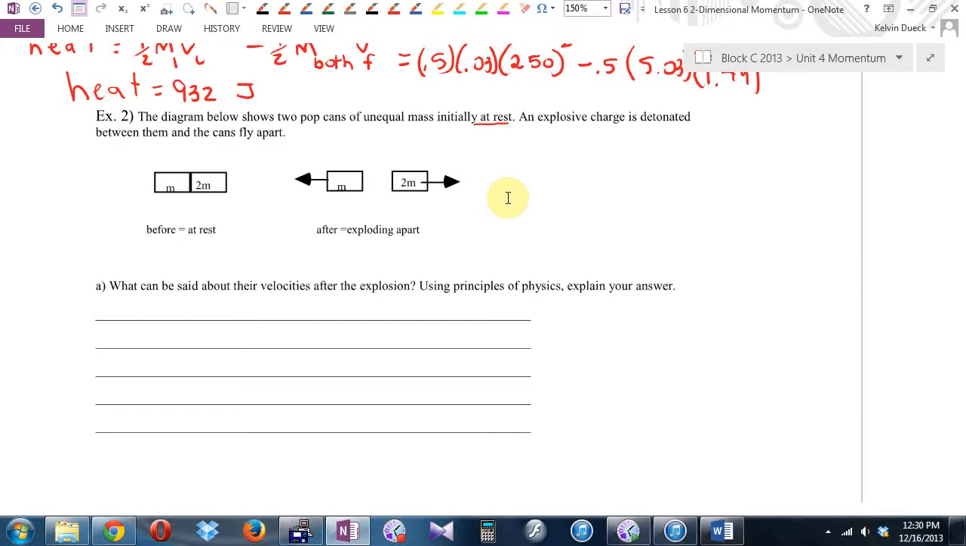M has twice the velocity. The lighter can, mass m, going twice as fast? I agree. Prove it. So hang on, let's write this down. M will have twice. By the way, I take issue with the word velocity because they're in opposite directions. What word should you have used? Speed.